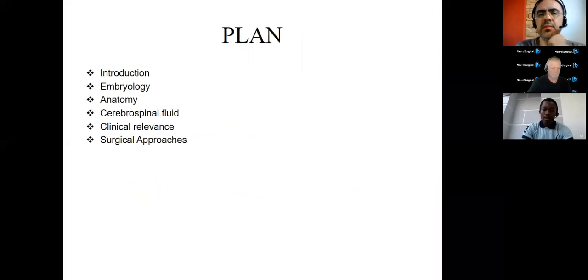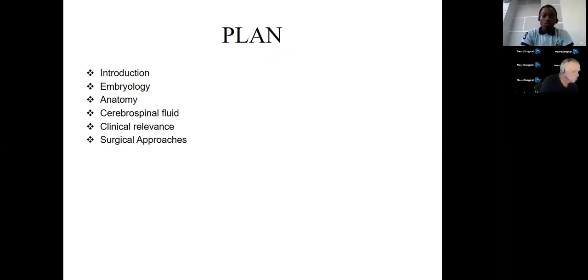So in order to talk about this chapter, we're going to follow a plan. So in our plan, we have a brief introduction about what the ventricles are. We're going to talk about the embryology, how the ventricles form. We're going to go a little bit in detail in the anatomy of the ventricular system. We're going to talk about the cerebrospinal fluid a little. We're going to see the clinical relevance of this ventricular system anatomy and discuss some surgical approaches.